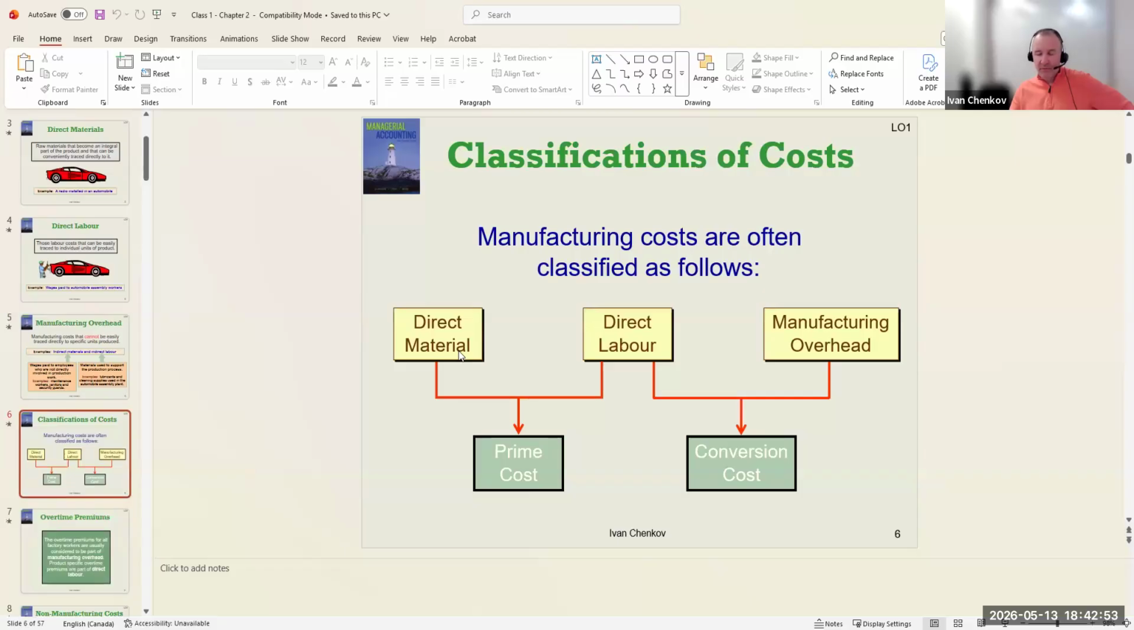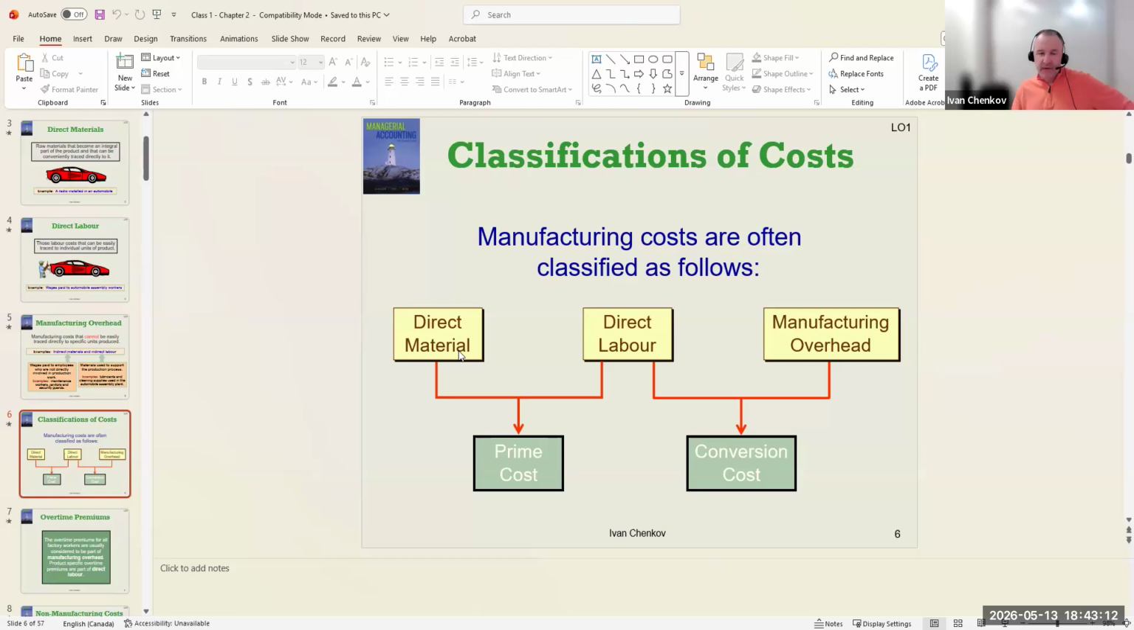For that reason, now, we like classification in accounting. We always want to classify, and we like to put terms on something. So once we put the terms on the product cost, we come up with the product that has direct material, direct labor, and manufacturing overhead.